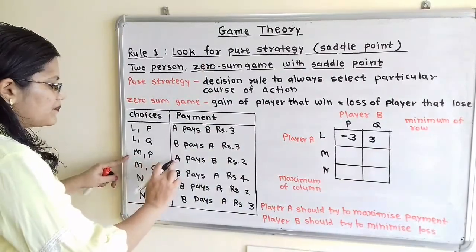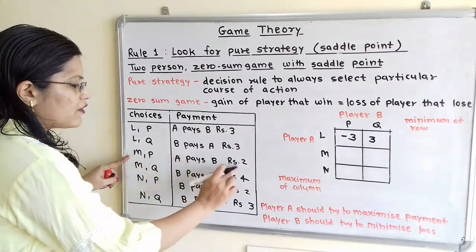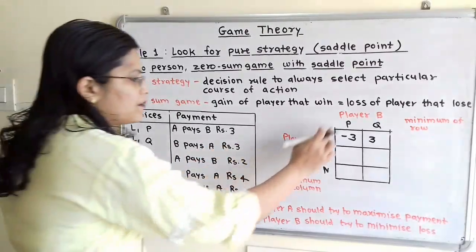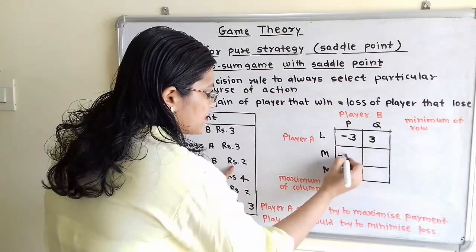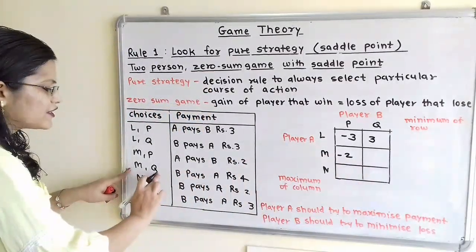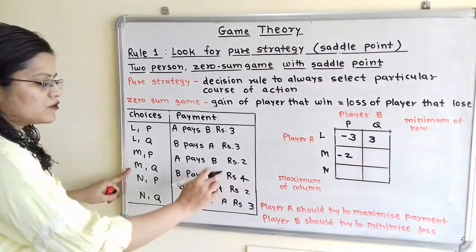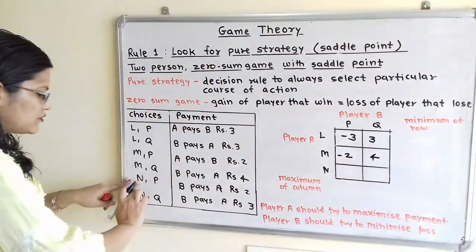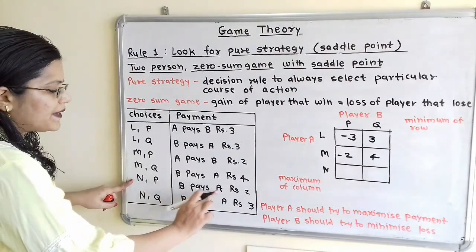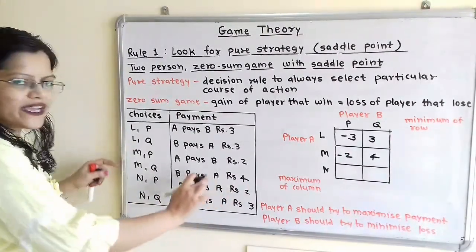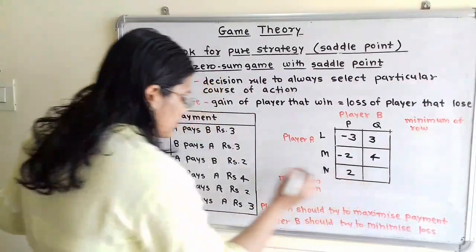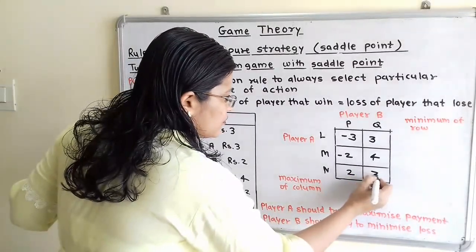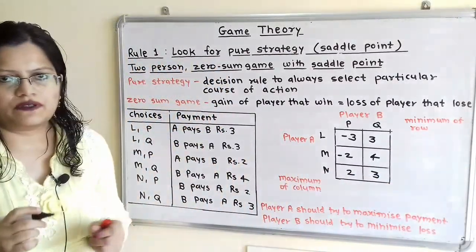Then M and P. Here A pays B rupees 2. So here B will get some amount. So for M and P combination we will mention here minus 2. Then M and Q. B pays A rupees 4. So here A will get some amount. So we will mention here positive. For N and P, B pays A rupees 2. So here also A will get some amount. So we will mention here positive. N and Q. B pays A rupees 3. So here also we will mention the positive number.